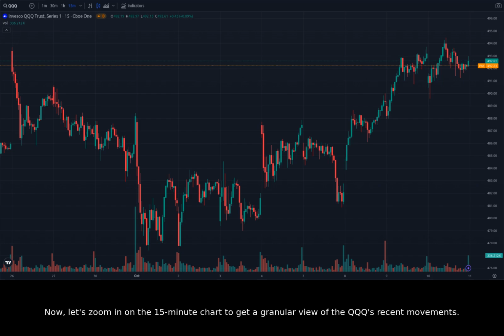Now, let's zoom in on the 15-minute chart to get a granular view of the QQQ's recent movements. We can see that the QQQ has been experiencing a series of bullish candlesticks in the past hour. This suggests that buyers are actively pushing the price higher, and the momentum is clearly visible.